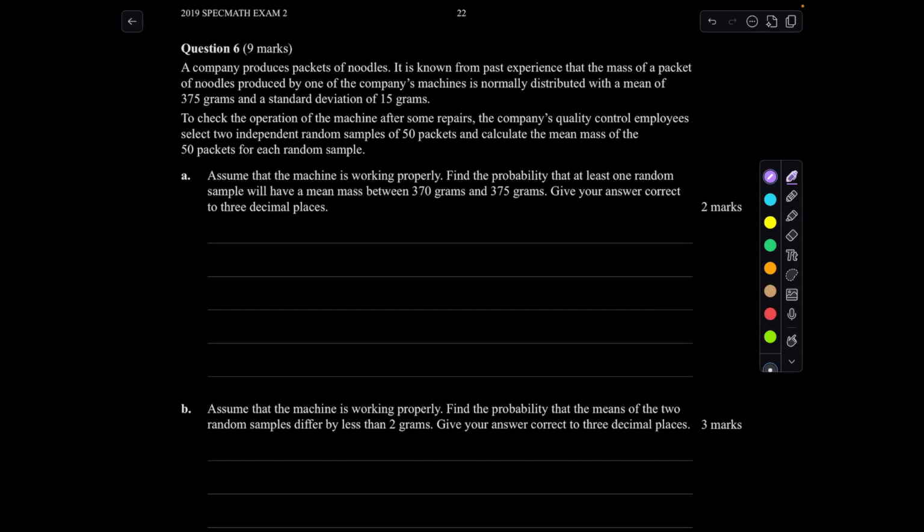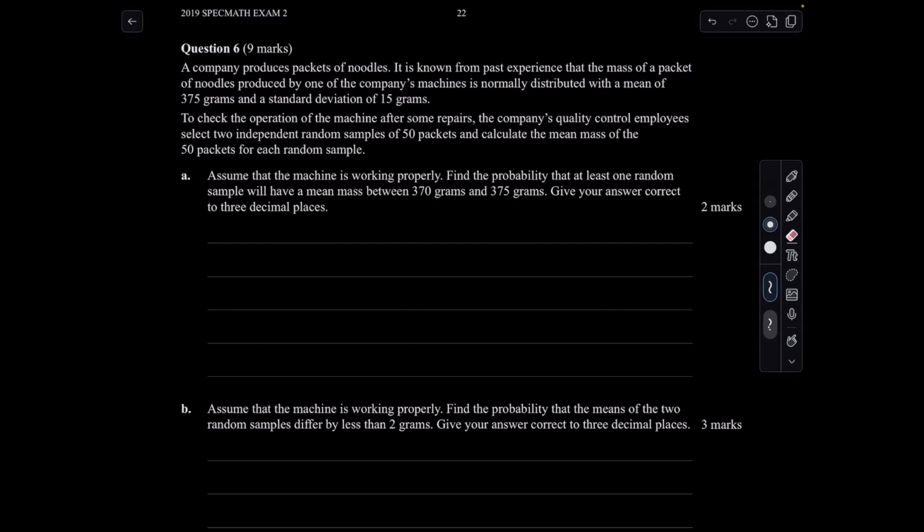It says, a company produces packets of noodles. It is known from past experience that the mass of a packet of noodles produced by one of the company's machines is normally distributed with a mean of this and a standard deviation of 15. To check the operation of the machine after some repairs, the company's quality control employees select 2 independent random samples of 50 packets and calculate the mean mass of the 50 packets for each random sample. Assume that the machine is working properly. Find the probability that at least one of those random samples will have a mean mass between 370 grams and 375 grams. Give your answer correct to four decimal places. Okay, not too bad.